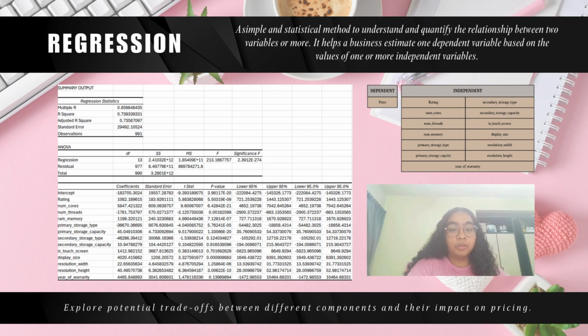From the regression output that we provided, it seems that number of cores, RAM memory, primary storage capacity, display size, resolution width, and resolution height have significant positive impacts on price, while the number of threads and primary storage type have negative impacts. However, the p-values of secondary storage type, secondary storage capacity, is touchscreen, and year of warranty are greater than 0.05, suggesting that these variables are not statistically significant predictors of the price at the 5% significance level.